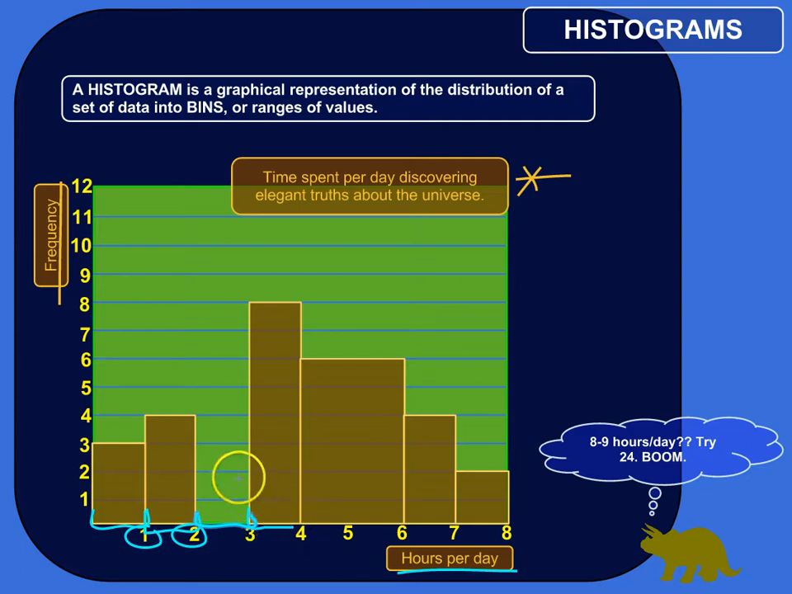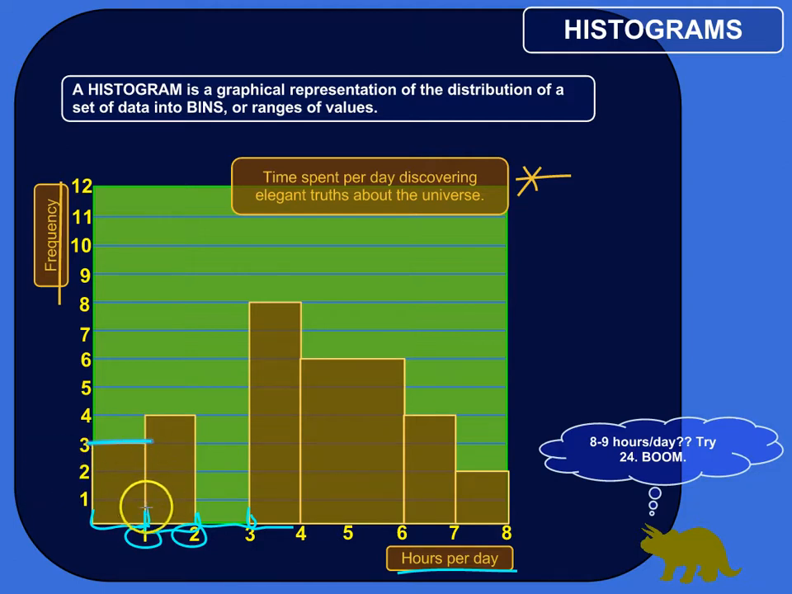Okay, so let's interpret this. What do we know? What does this tell us? Well, let's look at this first bin. Looking at the x-axis, that's every data point that falls in the range of 0 to 1 hour per day. What's the frequency? 3. See how that goes straight across to the 3. So we would interpret that and say 3 students spend anywhere between 0 and 1 hours per day discovering elegant truths about the universe.